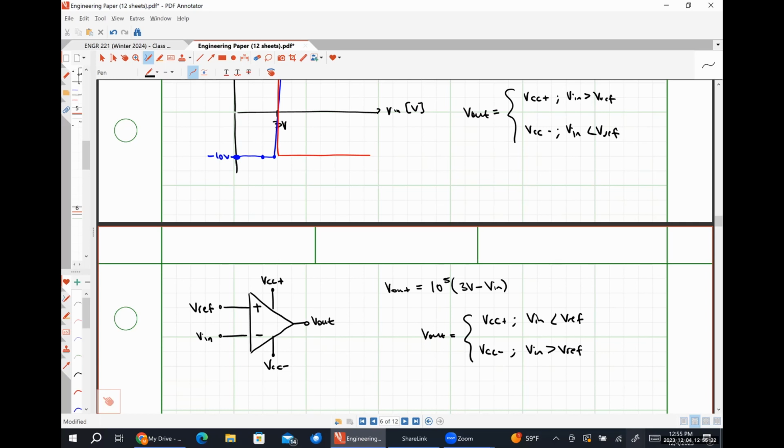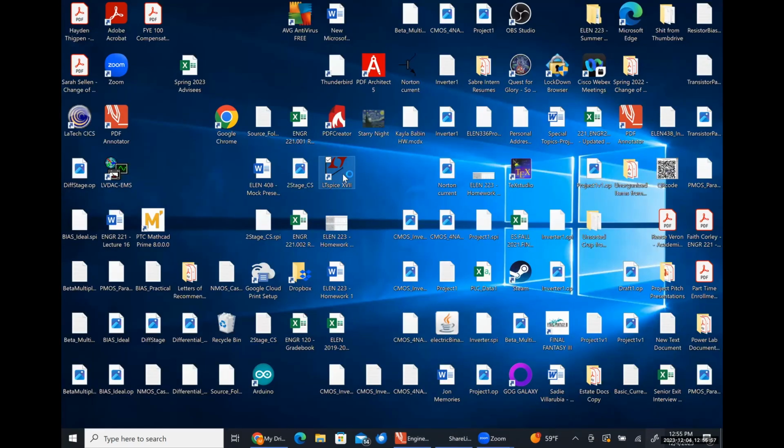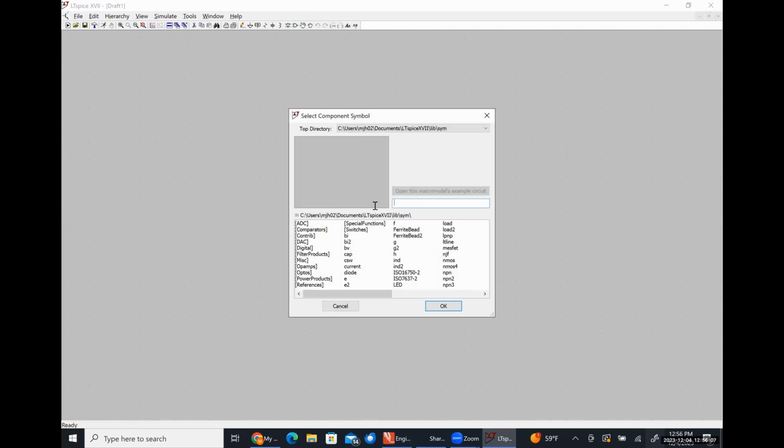So what I'm going to do now is get on LT Spice and implement one of these circuits. As soon as I figure out what happened to LT Spice, I thought I had it opened earlier, but maybe not. All right, so the first thing that I'm going to put down is my op amp.